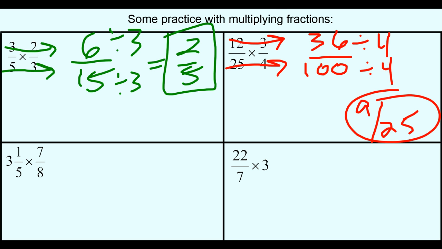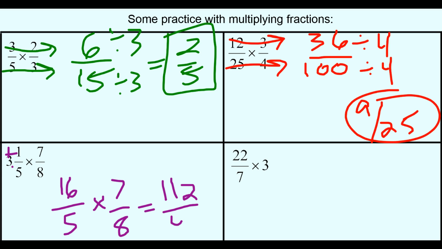Now 3 1/5 down in the bottom left, we have to convert to an improper fraction. So 3 times 5 is 15 plus 1 is 16/5 times 7/8. 7 times 16 is 112. 5 times 8 is 40. You can divide both of those by 8, it turns out, and you get 14/5. Or 2 4/5 if you prefer.